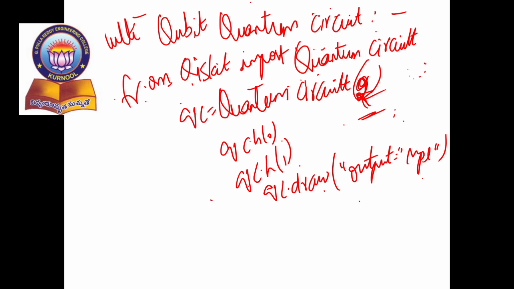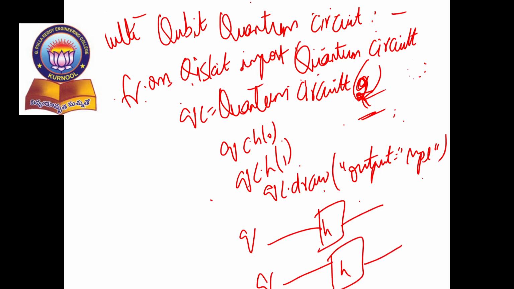So we included 2 qubits, that is 1 and this is 2. On 0 we are applying the H gate, and on 1 we are applying the H gate. So this is the output for the multi-qubit quantum circuit.